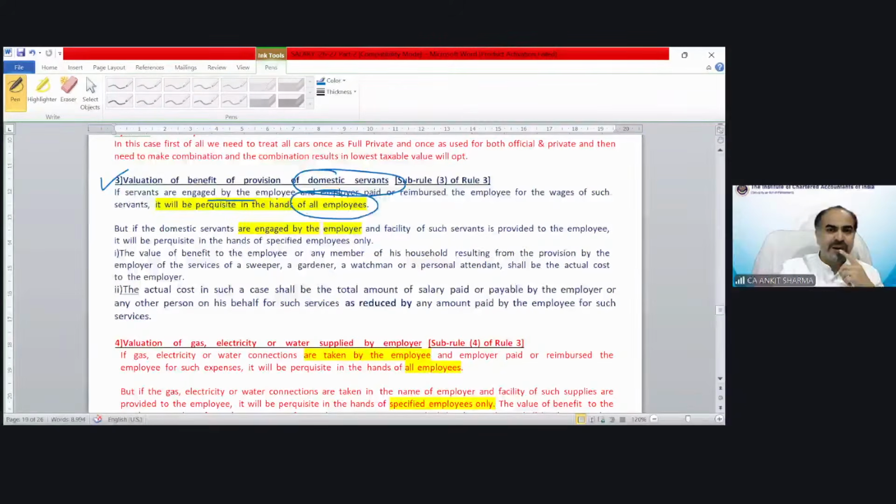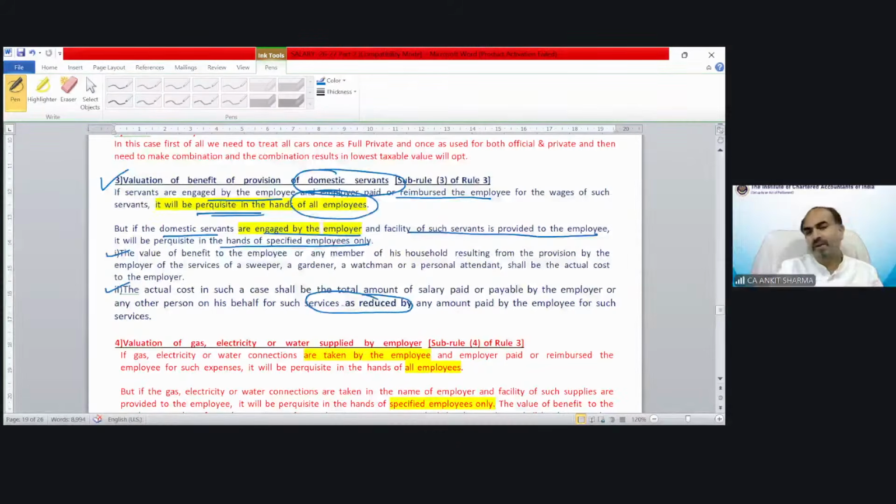If servants are engaged by the employee and the employer paid or reimbursed the employee for the wages of such servant, it will be a perquisite in the hands of all employees. Why? Because the bill would be in the name of the employee. But if the domestic servants are engaged by the employer, now the employer has provided you the servant directly. They employed and they provide that servant to you. And the facility of such servant is provided to the employee. It will be a perk in the hands of a specified employee only. So we have gone through this concept earlier. You can read it. Again, that concept, if anything has been recovered from the employee, that is going to be reduced from the taxable value of that perquisite.